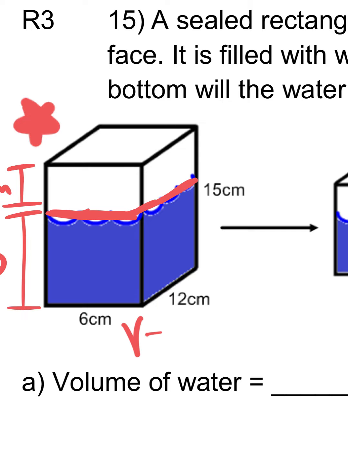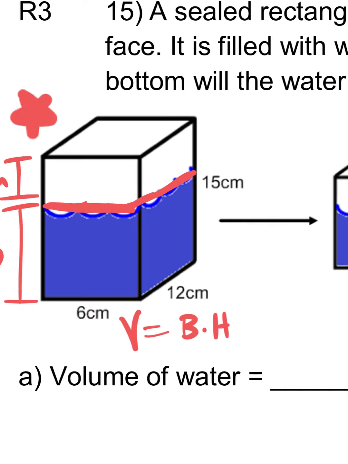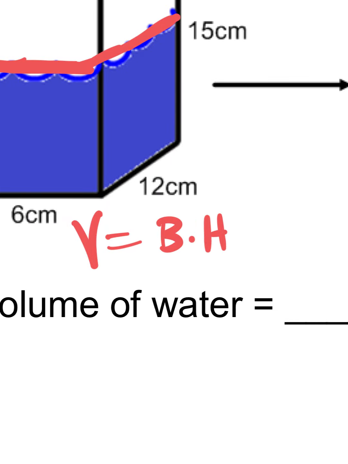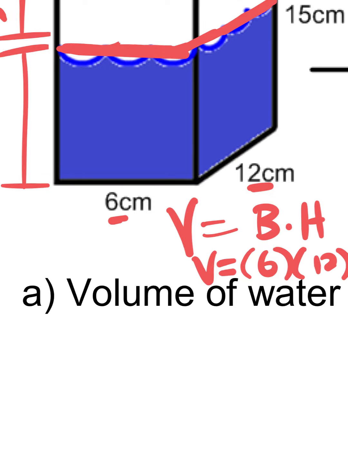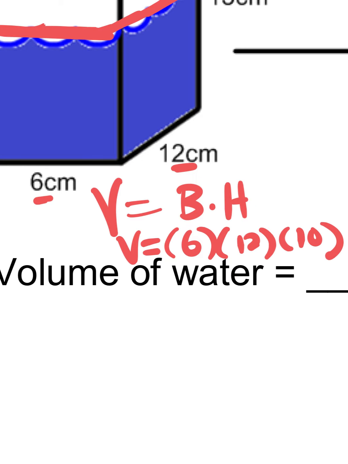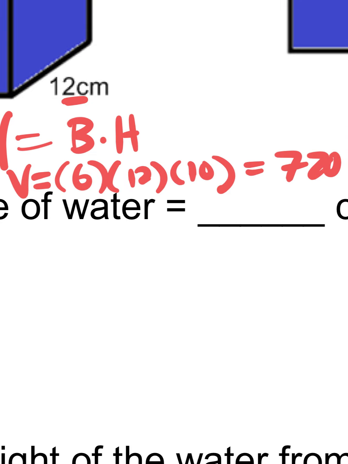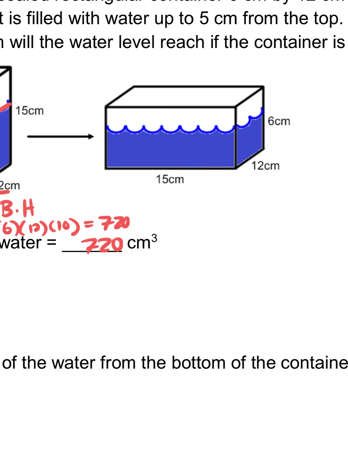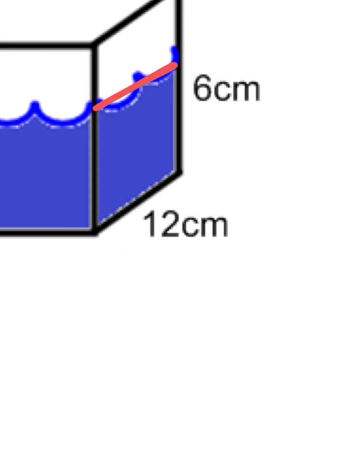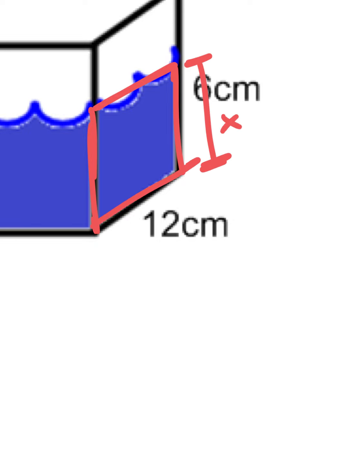So the volume of the water is the area of the base times the lateral height. So in this case, my base is 6 by 12 and my height is 10. So the volume is going to equal 6 times 12 times 10, or 720 cubic centimeters. So the volume of the water is 720 cubic centimeters, okay? And then the next question is like, hey, what's the height of the water from the bottom of the container if we tipped it on the side? So we're looking now for this height. So we're looking for like the distance from here to here. So I'm going to call that x, okay?